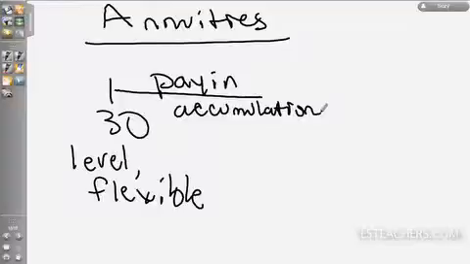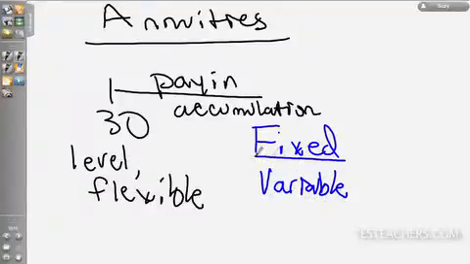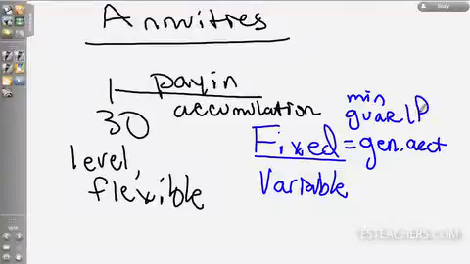So what am I accumulating depends upon whether or not this is a fixed annuity, which I told you you can sell with just your insurance license, or a variable annuity. So if it's a fixed annuity, the money that I pay in goes into the insurance company's general account, and they promise to pay me a minimum guaranteed interest rate. So in the general account, there's always a minimum guaranteed interest rate.